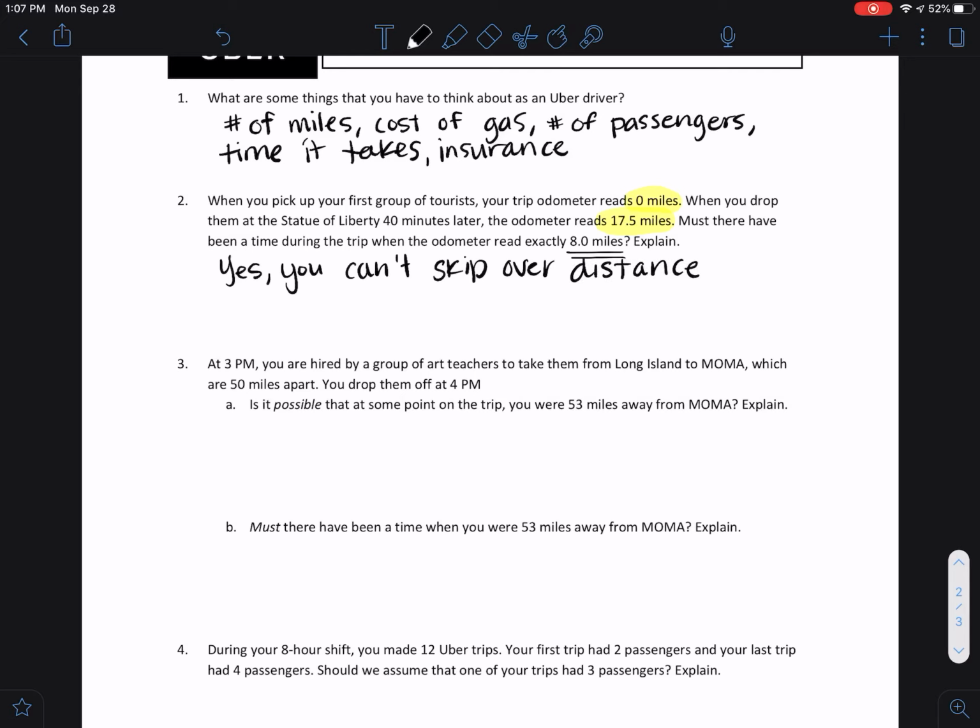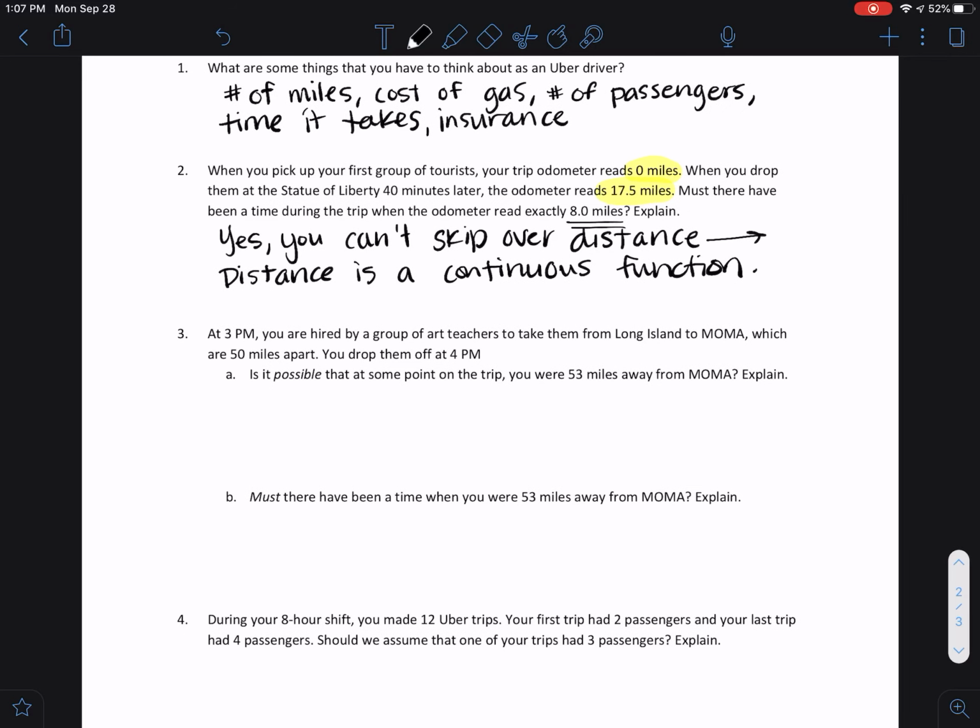Right? So in a more calculus function or calculus definition, we would say that distance is continuous. Distance is a continuous function. Okay, so because it's continuous, we know that we have to have hit every single mile and every single quarter mile and every single hundredth of a mile. We have to hit everything between 0 miles and 17.5 miles. Okay, so we can guarantee that. It's guaranteed.